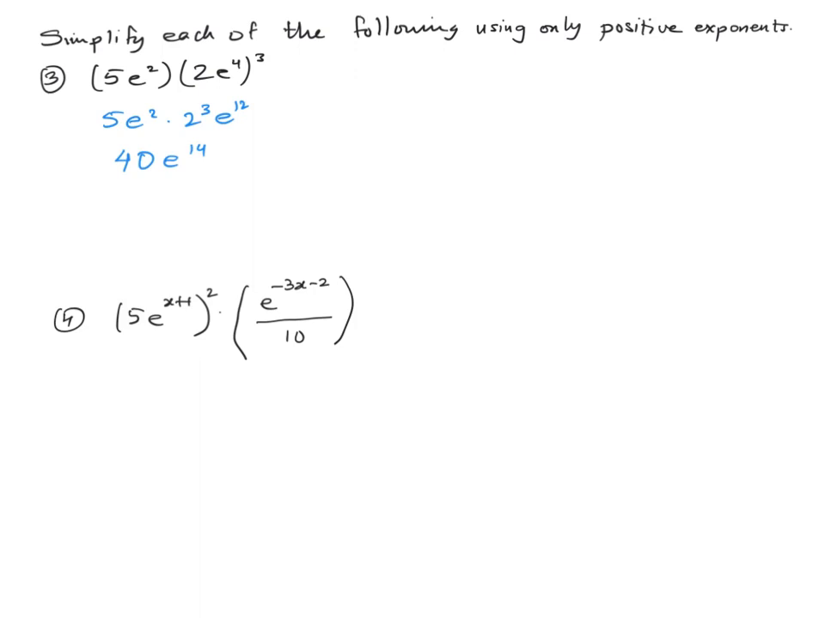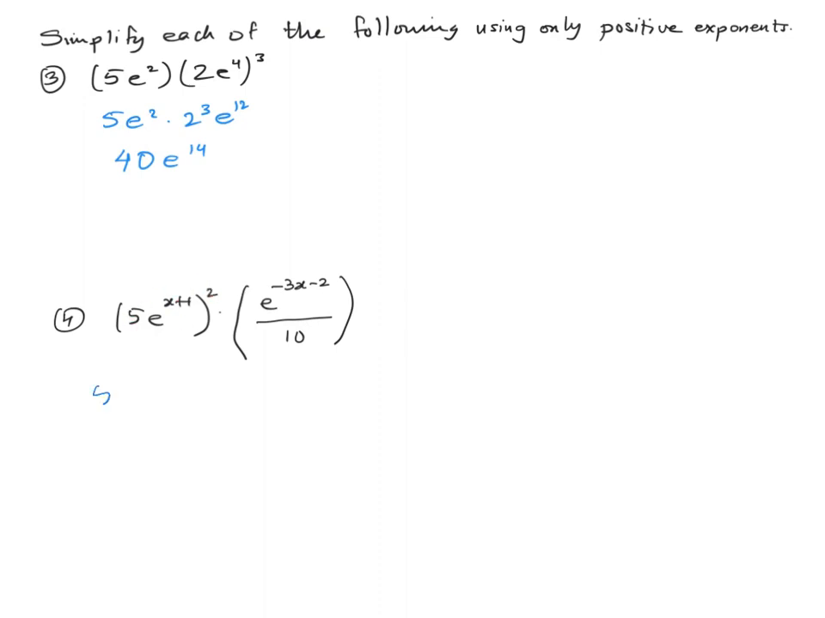So let's look at the next one. So we have 5e to the x plus 1 quantity squared times e to the negative 3x minus 2 over 10. Again, we're going to treat e as if it was a variable, just like x is here a variable. So first thing I want to do is deal with that exponent around this parentheses over here. So since it's all one term, I can distribute that square.